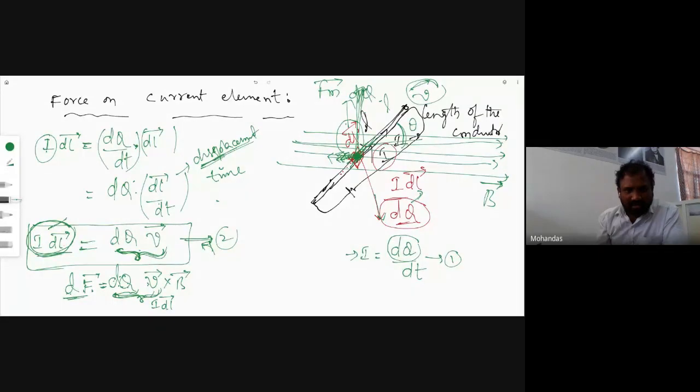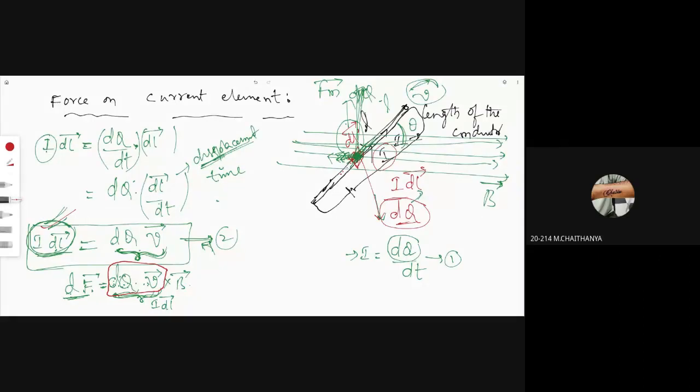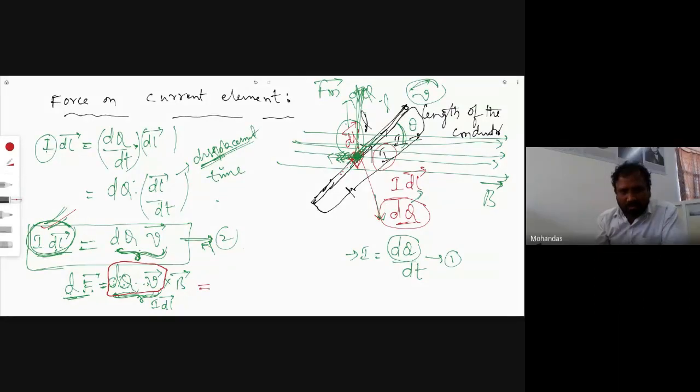So in this force equation also, what I have is dq into v. Can I replace this dq into v by I into dl? Please respond. Can I replace? Are you getting me or not? Can I replace this dq into v by I into dl from the above equation? Yes, sir.